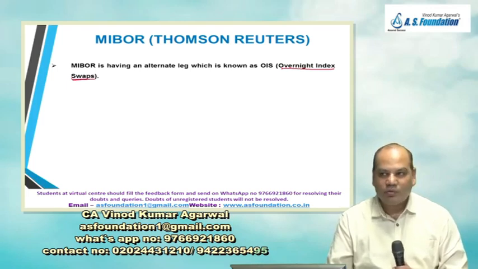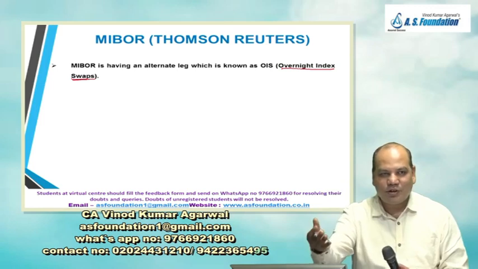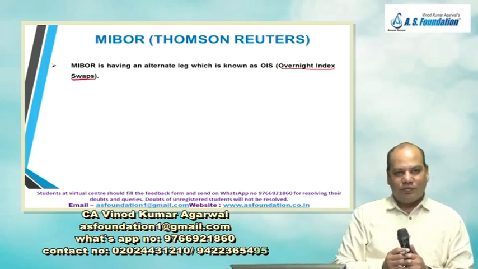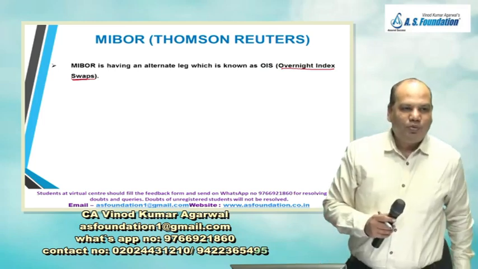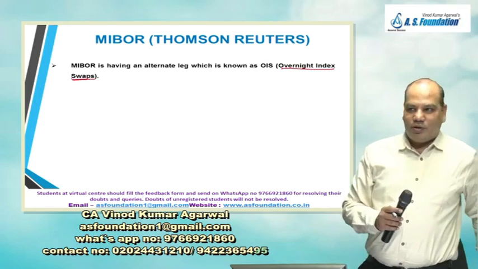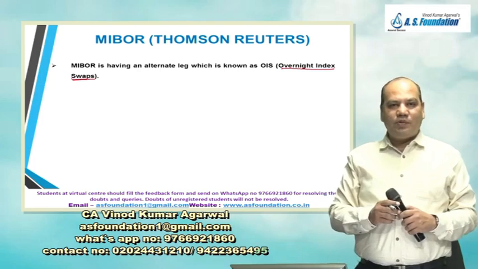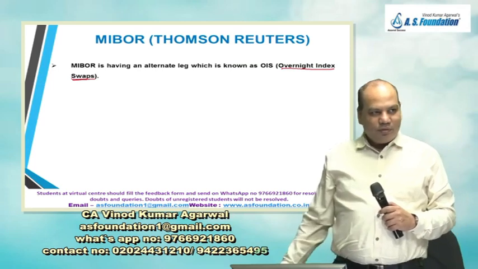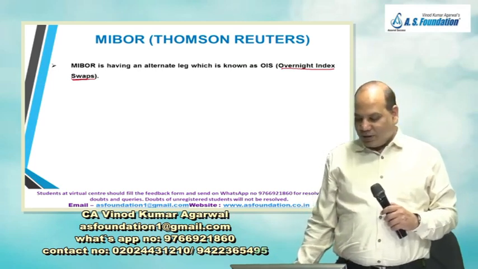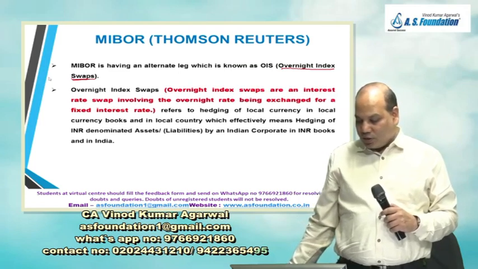Yes or no? Let me check whether you remember such things exist or not. Yes, it is where one bank exchanges its fixed interest against floating interest for a very short period, and the interest is calculated as compound interest on a daily basis. Daily compounding is done, and then at the end of that period, which is 7 days or 10 days, the differential amount is settled. That is called overnight index swap. So MIBOR has an alternative rate which is OIS.